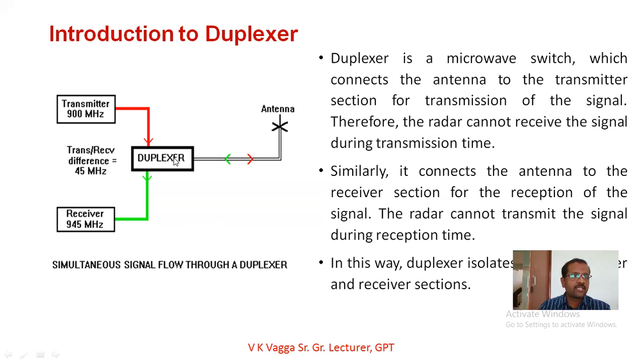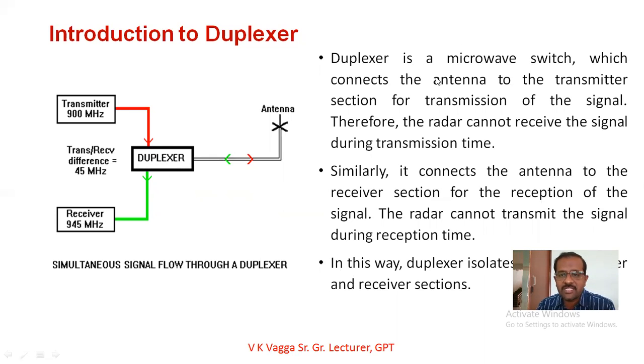Or else it also gives the connection for the receiver under the idle state of the transmission. So it can take the signal from the antenna, indicated with the green color here, and it enters into the duplexer. From the duplexer, this signal is received by the receiver here. This is the operation of the duplexer.